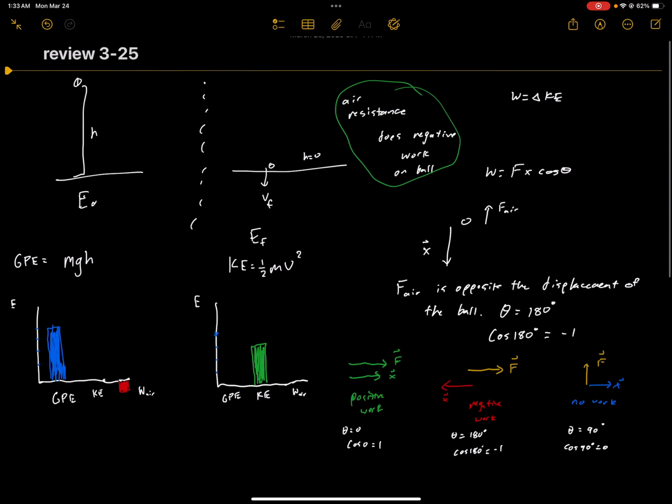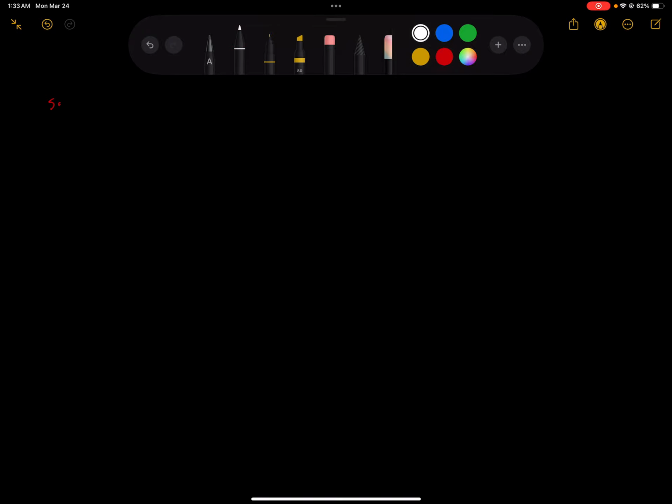So let's see, the first one, let's say we have a spring. Okay, let's look at the first one. So let's say we have a spring, and it has a spring constant k equal to 250 newtons per meter. And let's say we compress the spring. So the spring is compressed 8 centimeters. And there's a ball at the end of the spring.